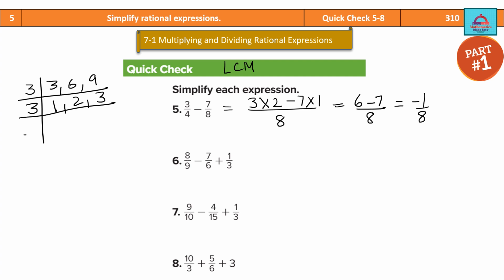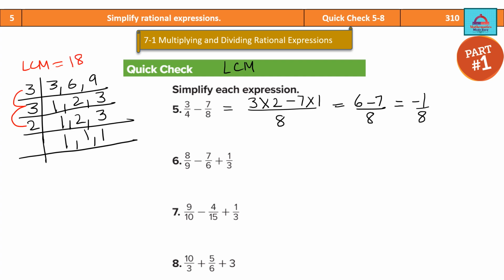Again, I do it with 3. 1, 2, 3. Then I do it with 2, and I keep dividing till I get 1 on all sides. Now that I've got 1, the LCM is 3 multiplied by 3 multiplied by 2. So the LCM is going to be 18 here. So that is the common denominator.